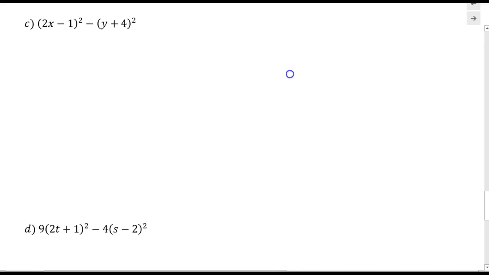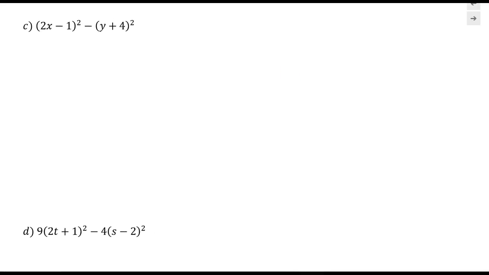So let's try a couple more. See, we've got one value squared and another value squared. Great. They're two perfect squares. Even if it's a whole bunch, it's a binomial that's being squared, it's still being squared, so it's still a perfect square.